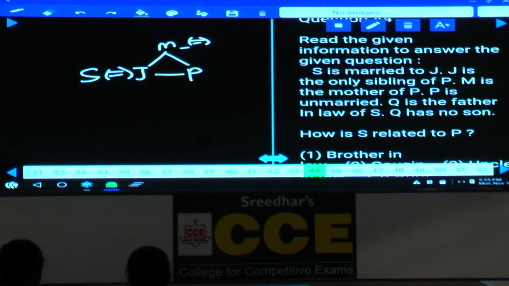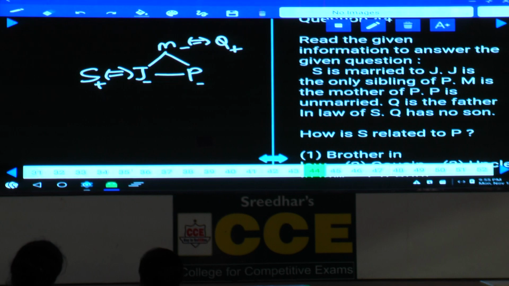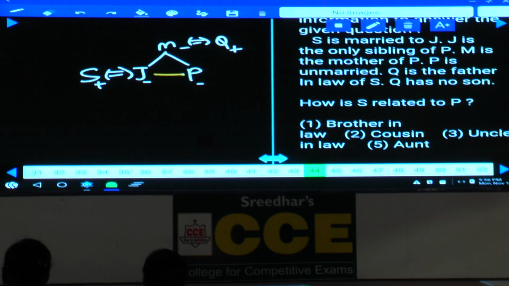Now Q is the father-in-law of whom? Q is the father-in-law of S. That means Q is a male. That means S's spouse's father is Q. And Q has no son. As Q has no son, both these two persons must be daughters. And out of which J got married and S is a male. Then how is S related to P? Tell me how is this S related to P? P's sister is J, sister's husband. Sister's husband, that is brother-in-law, choice 1. 44, choice 1.